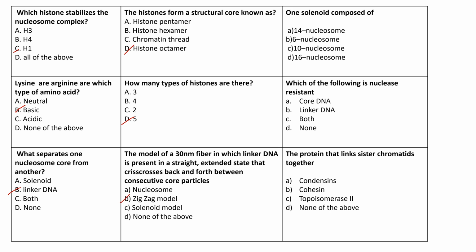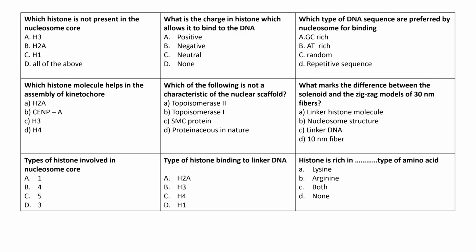One solenoid turn is composed of how many nucleosomes? 6. Which of the following is nuclease resistant? Core DNA. The protein that links sister chromatids together? Cohesin. Which histone is not present in the nucleosome core? H1. Which type of histone molecule helps in the assembly of the kinetochore? CENP-A. Number of types of histones involved in the nucleosome core? 4.